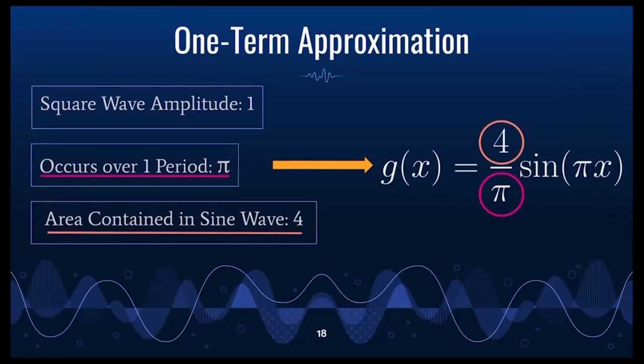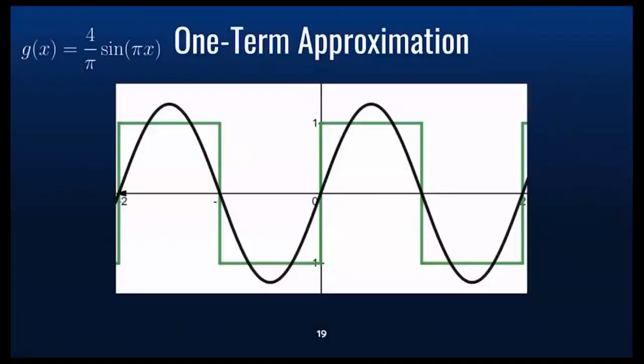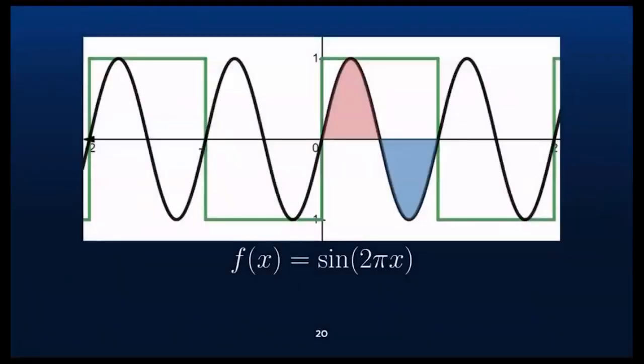And then the sine of pi x is simply the sine wave that we saw on the previous slide. And so if we graph this one-term approximation, you'll notice that the crests and the troughs begin to line up. This is not a perfect approximation. It's only one term, but we can see that it's doing a pretty good job of lining up with our square wave. But we can end up going further.